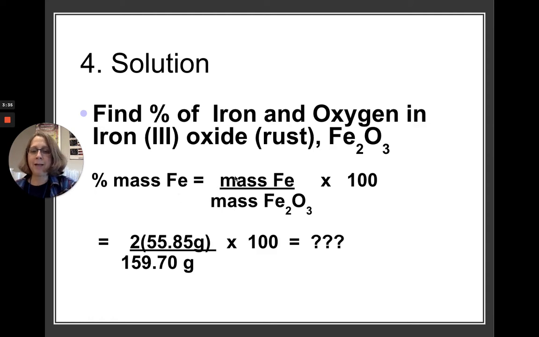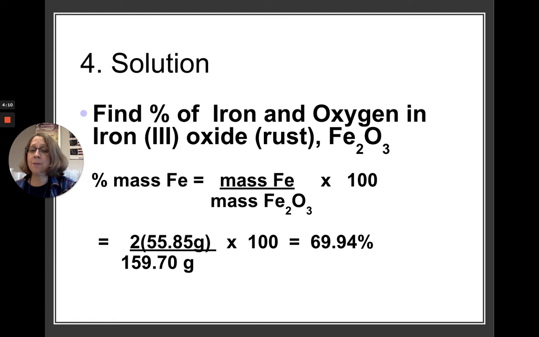So if we do that, we have 2 irons, so the mass of iron is 2 times 55.85, and as we calculated before, the molar mass is 159.70. We're just going to do this calculation, multiply by 100, and we will find the percentage of the mass of rust that is actually due to the iron ions. If we do that, we find it is 69.94% by weight iron.